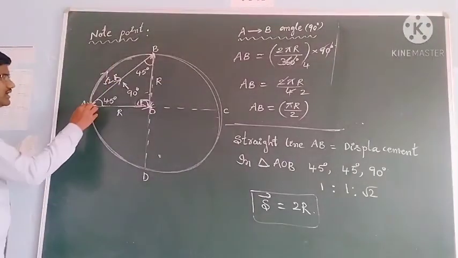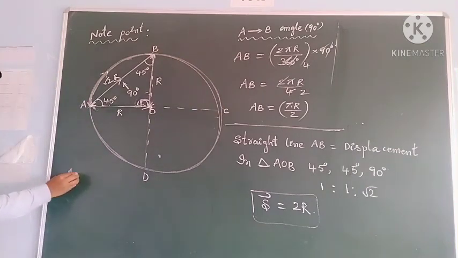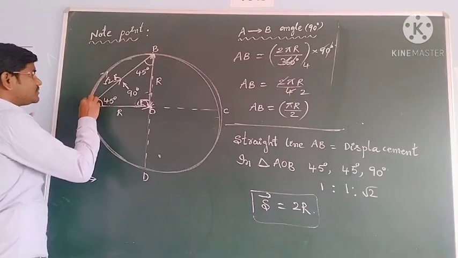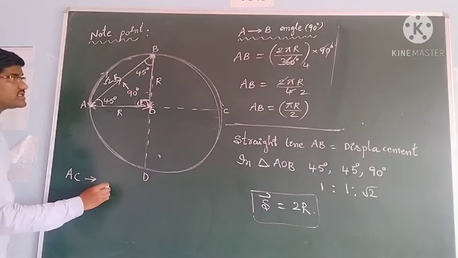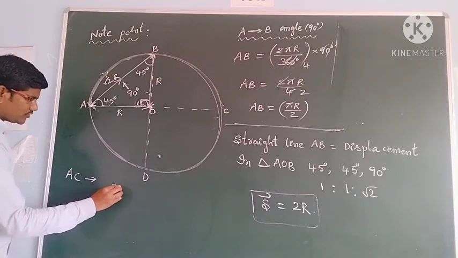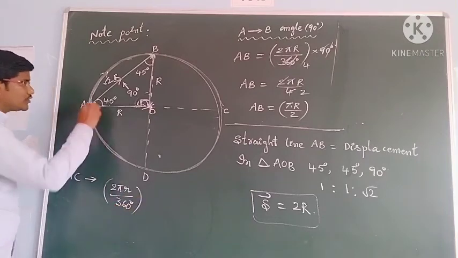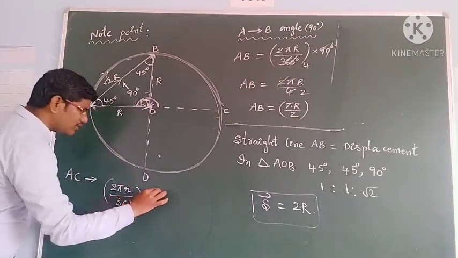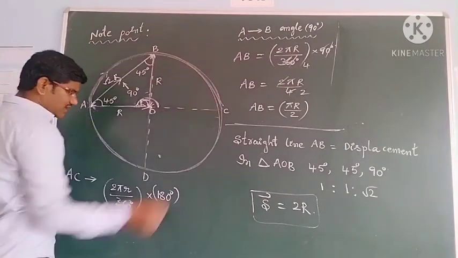Similarly, if it starts here and reaches C, so A to C, then you know how to find the distance. Distance means half of the circle. So A to C distance is 2 pi r by 360 degrees into the angle the arc makes at the center. It is making 180 degrees at the center.